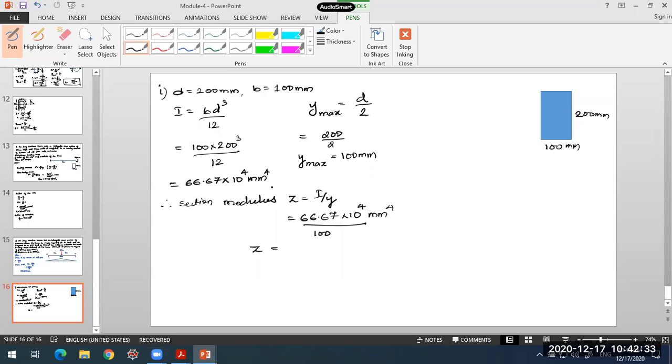So if that is the I value, what will be my section modulus Z, which is I by Y? 66.67 into 10 raised to how much? Sir, the I value is 66.67 into 10 raised to 6. Okay, 10 raised to 6. I think this will come out to be 10 raised to 4 mm cubed, right? Now, what is the bending stress then?